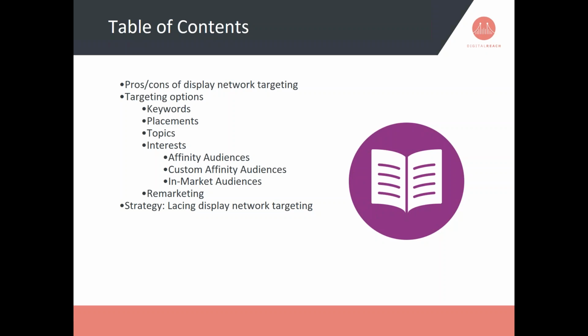We'll discuss some of the targeting options that we have on the display network. There's quite a few to go over. Keywords, keyword targeting, placement targeting, topic targeting, interest targeting. There's some subcategories of interest targeting, including affinity audiences and custom affinity audiences, along with in-market audiences, so we'll go over each of those. And then the one that people are most familiar with, I saved for last, remarketing.